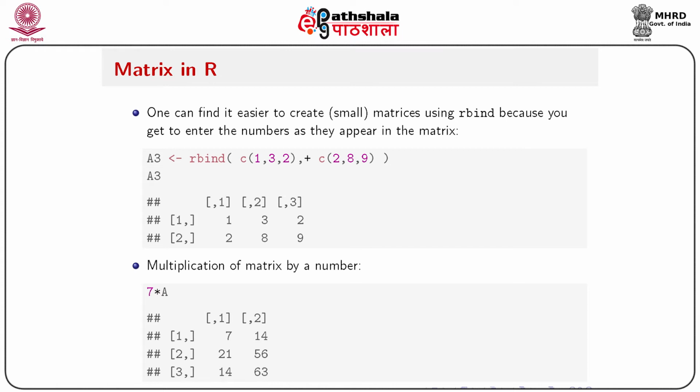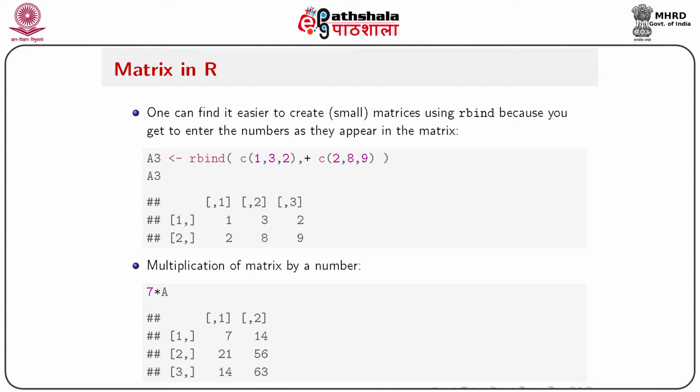You can specify the number of columns and number of rows, but if you specify the number of columns and that is sufficient, it automatically calculates the number of rows and you can display A. Similarly, if you just specify the number of rows instead of the number of columns, automatically it will calculate the number of columns and assign the matrix as per your need, and you can display the matrix A here.